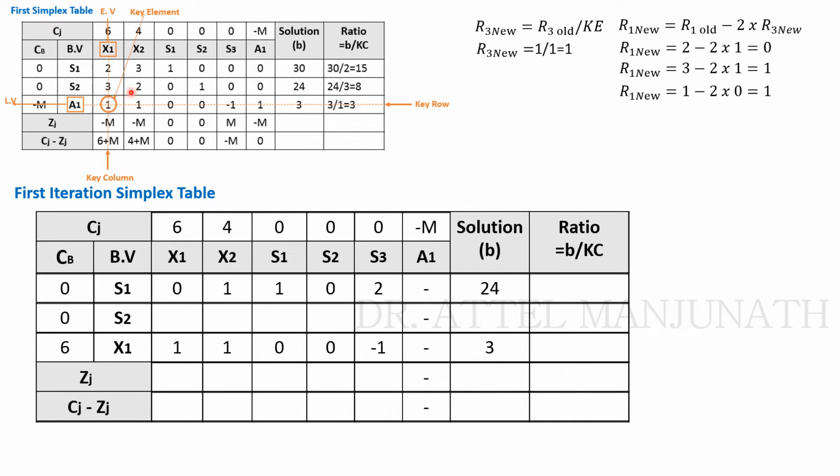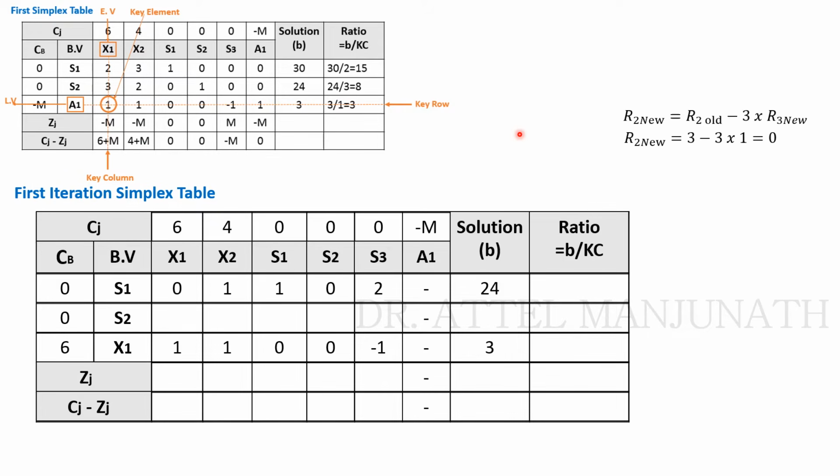Similarly, you can take the second row now. When you take the second row, the formula is R2 new is equal to R2 old minus 3 into R3 new. R2 old is 3 minus 3 times the R3 new. Whatever R3 new value you have taken, it is 1 only. So multiply that by 3, you will get 3 minus 3, 0. That value you can write for the S2 coefficient here.